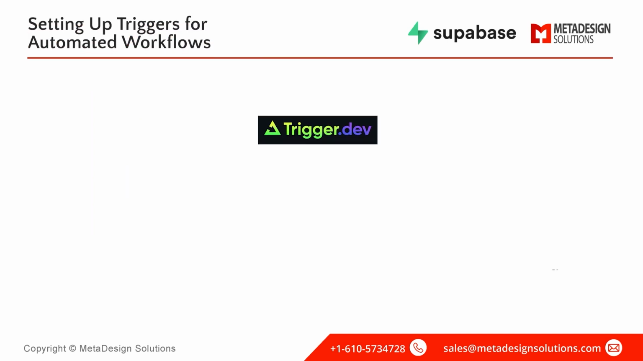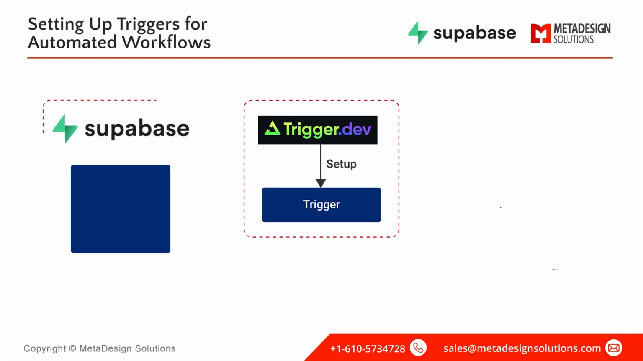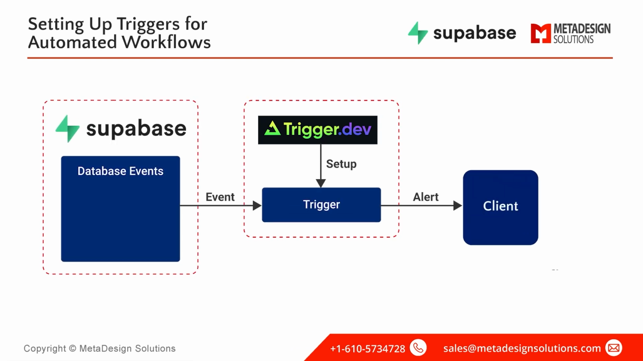With Trigger.dev, you can set up triggers that respond to database events in Supabase, such as an insert, update, or delete. This can be useful for sending alerts when new data is added, updating stats, or triggering custom workflows on specific conditions. For instance, you could automatically notify a user when a new comment is added to their post, or trigger an email when a specific threshold is met in a sales database.